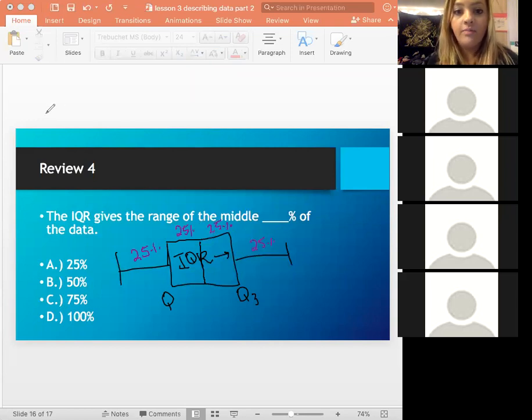So we're looking for what percent of the data is the IQR. It's between Q1 and Q3, so we just have to add up these two parts, and you end up getting that this is 50% of the data, because then plus the 25 and the 25 will give you 100. I should have put it in red. So the answer is B.